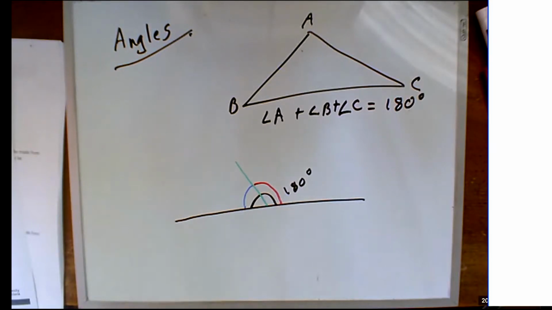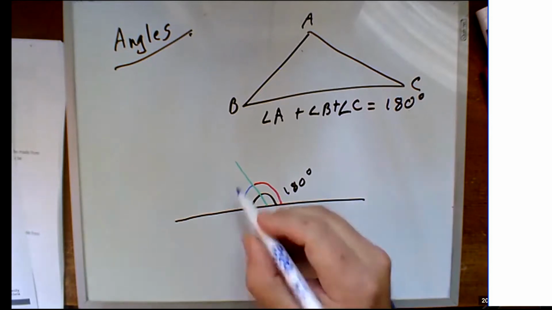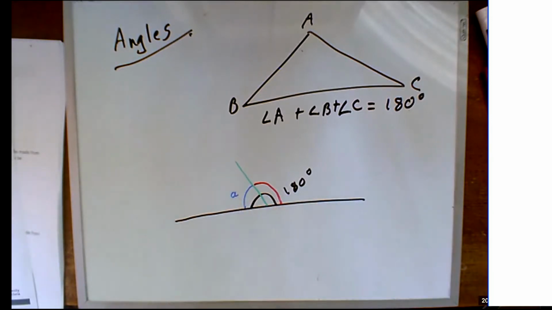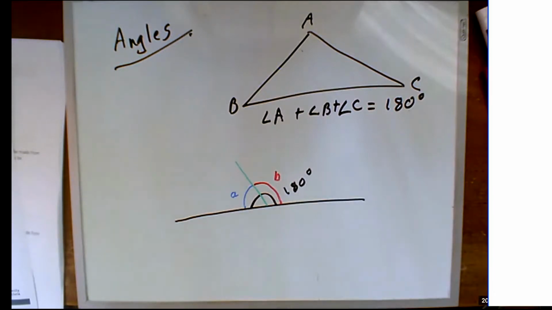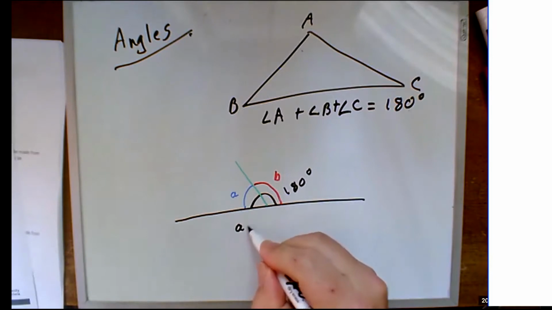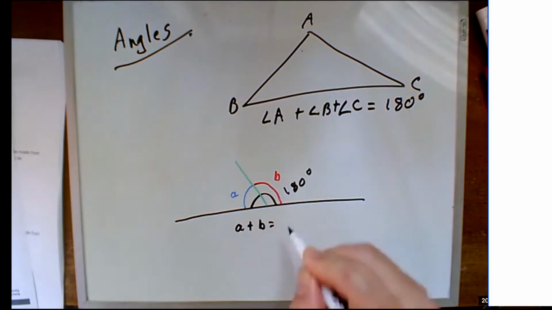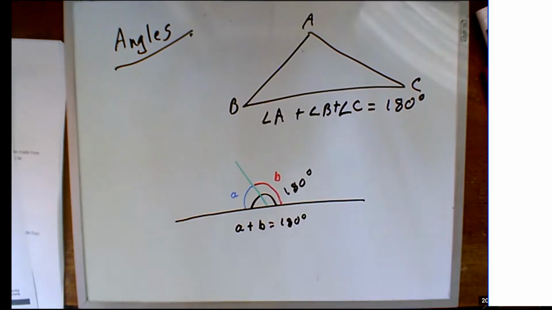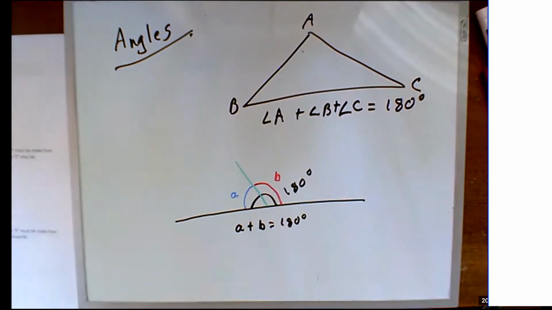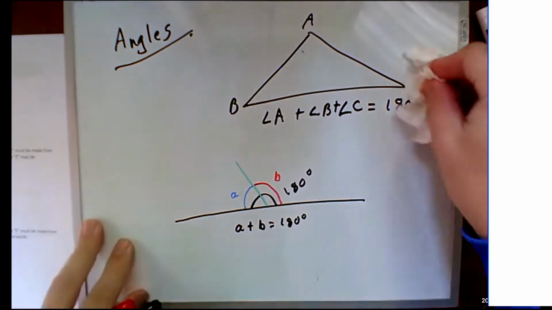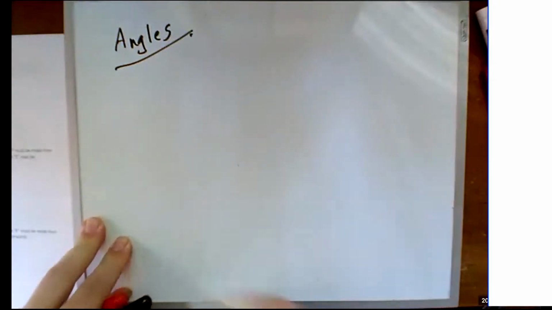Okay, so if I had this angle here as A, and I had this angle over here as B, we could just go ahead and say that in this case, A plus B would have to be 180 degrees. This helps us do a number of interesting and fun little things with angles. And I'm just going to keep moving through all this.